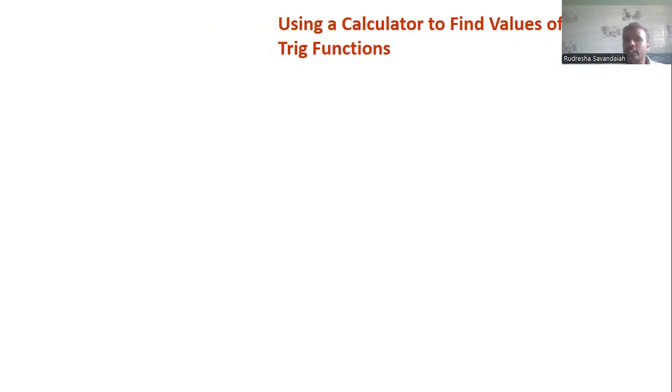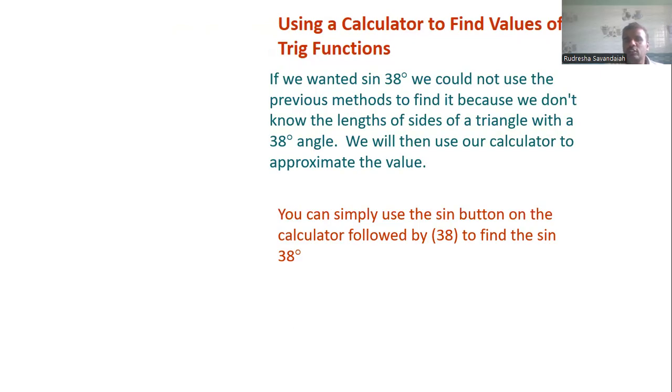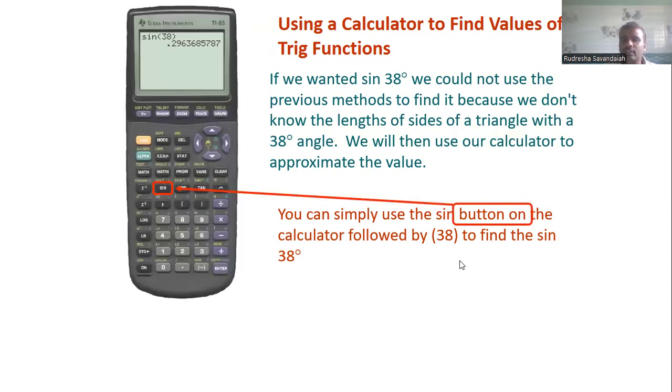Using a calculator to find the values of trigonometric functions: if we wanted sin 38, we could not use the previous method, because we don't know the side lengths of a triangle with a 38-degree angle. We will then use our calculator to approximate the value. You can simply use the sine button on the calculator followed by 38. See here, sin 38. This is the scientific calculator that is allowed in the examination.